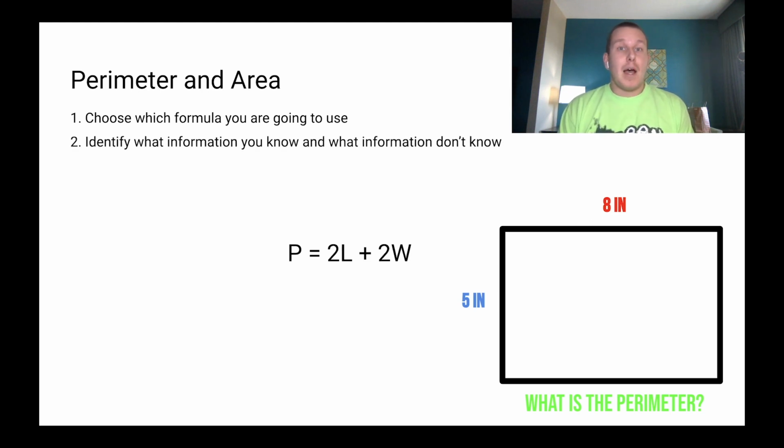Step number 2, identify what information you know and what information you don't know. So we have a P, an L, and a W. P stands for perimeter, L stands for length, and W stands for width.